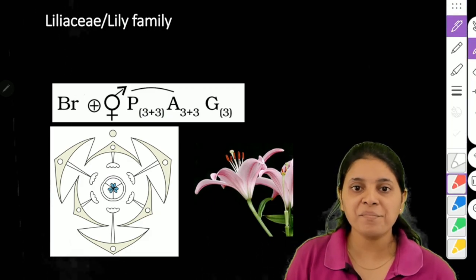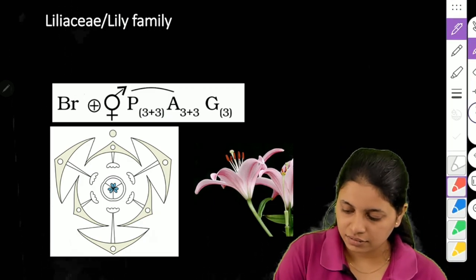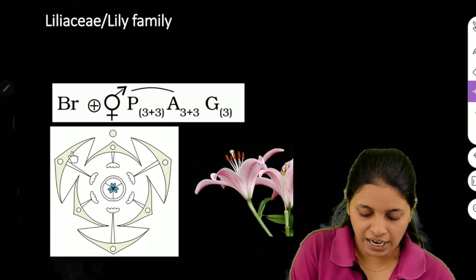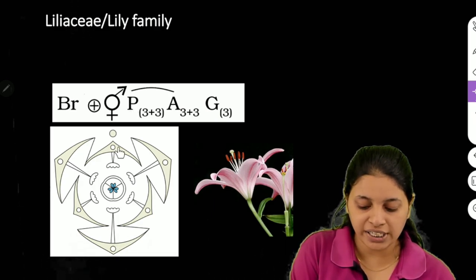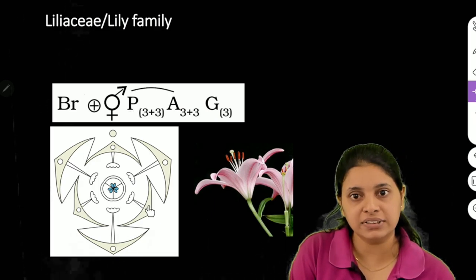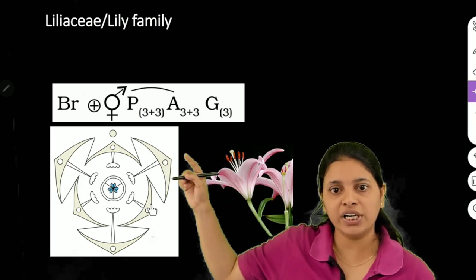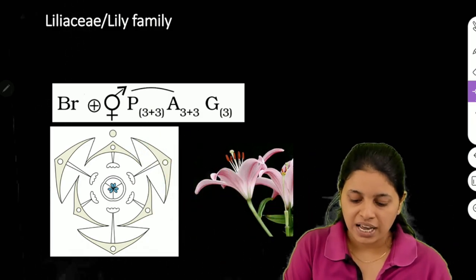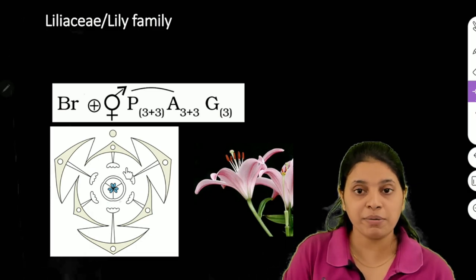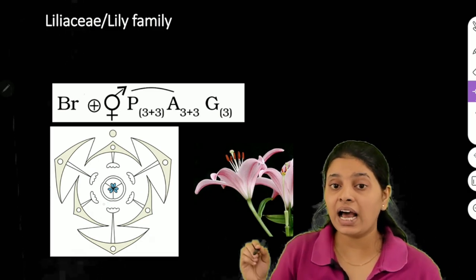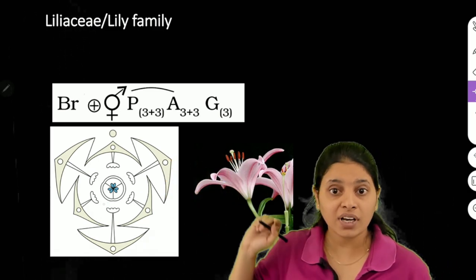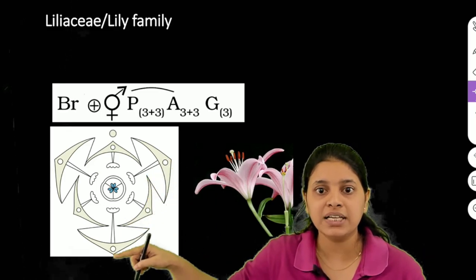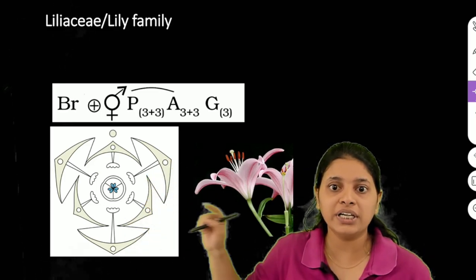So look at this formula. Perianth, 3 outer and 3 inner tepals, right? So 3 plus 3, and they are connected, and hence the whole bracket. Next, we have these 6 stamens, right? But they are connected to the tepals, like 3 of them are connected to the outer tepals and 3 of them are connected to the inner tepals.